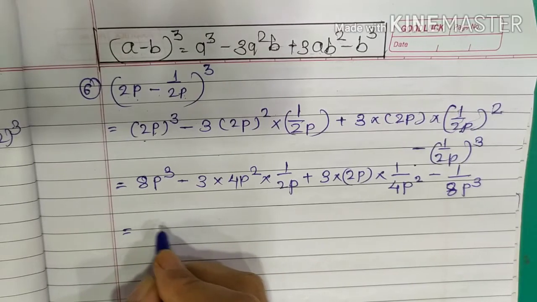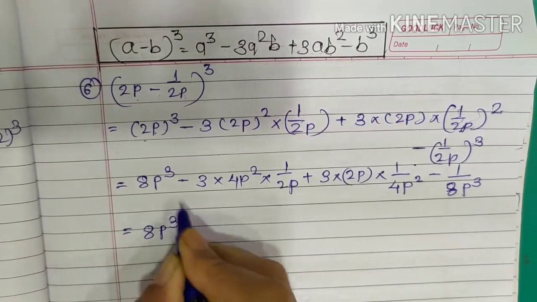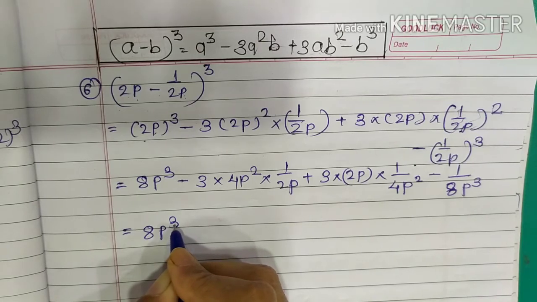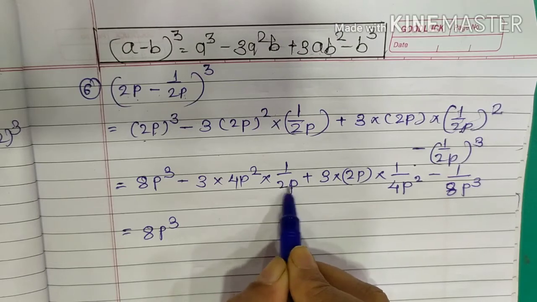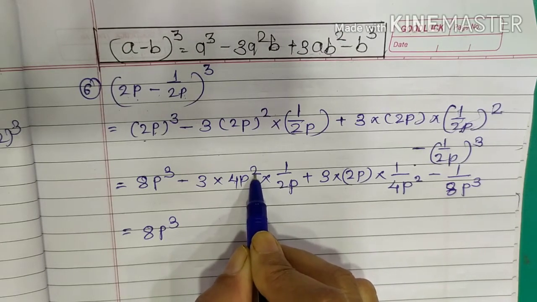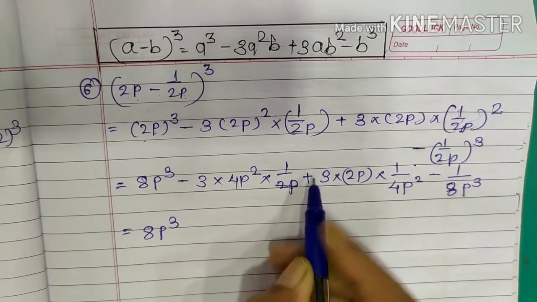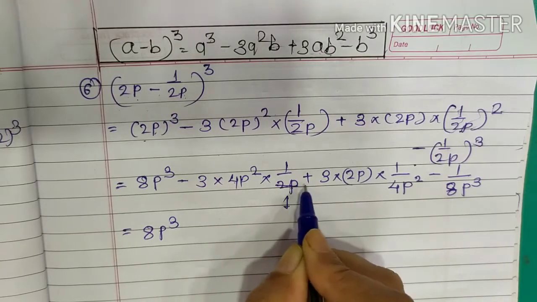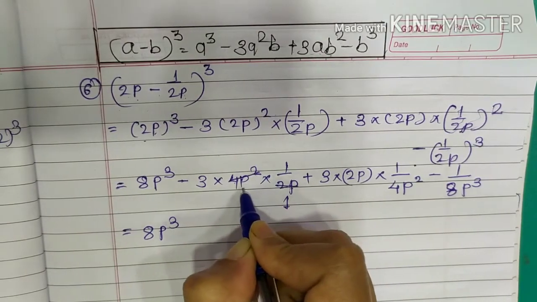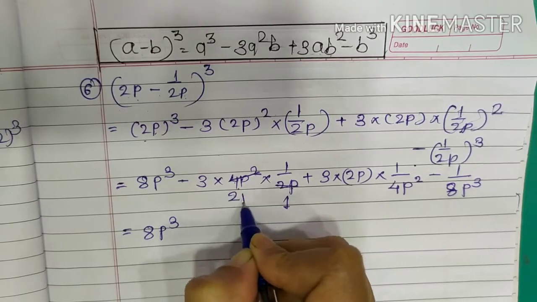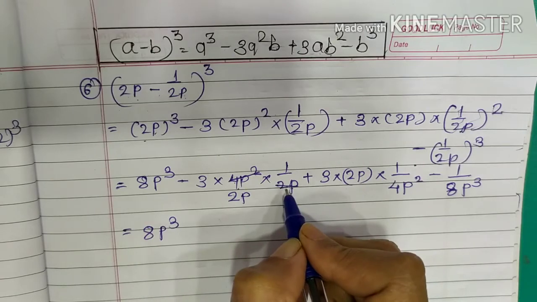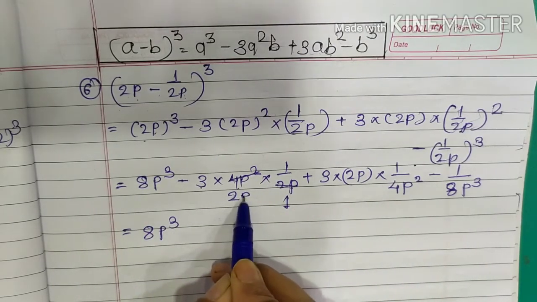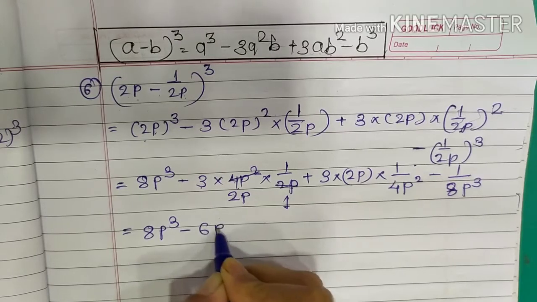Next step, 8p cube as it is. Then see here is 2p and 4p square. So 2p is here, remain 2p only. We can divide like this. Hence, here we get 3 into 2p minus 6p.